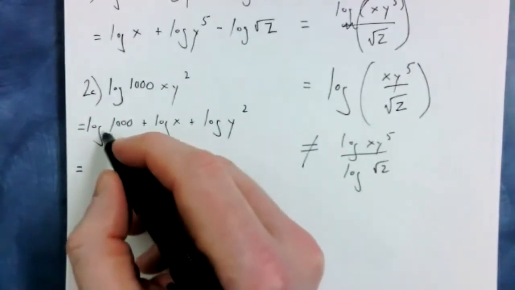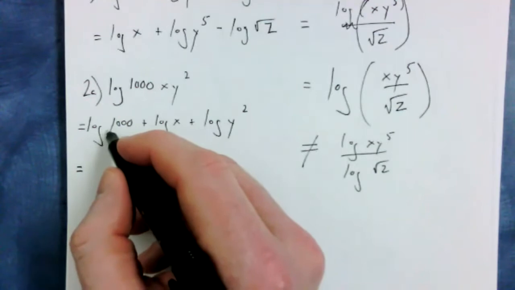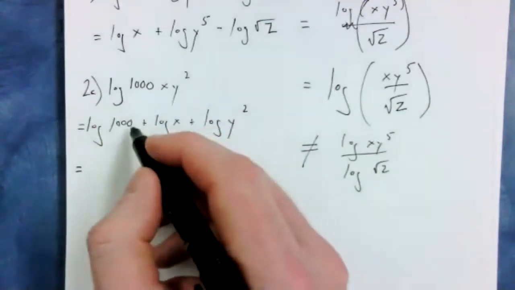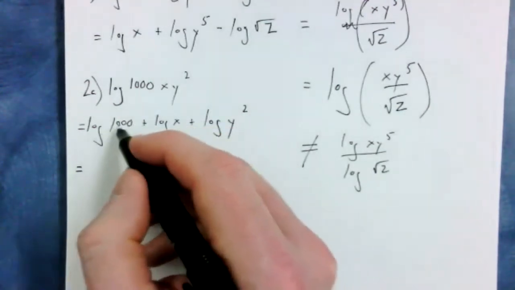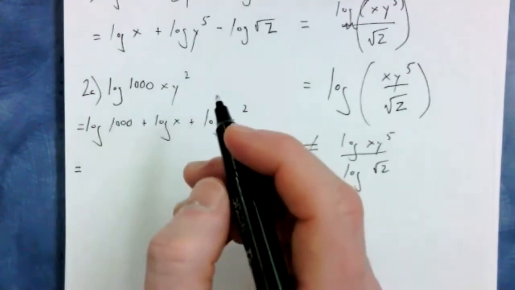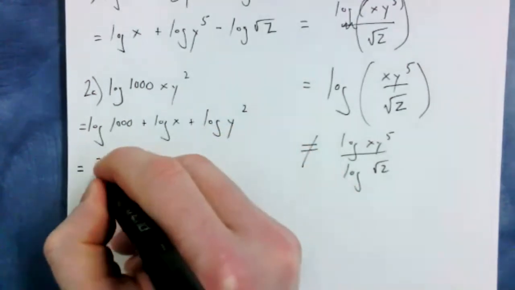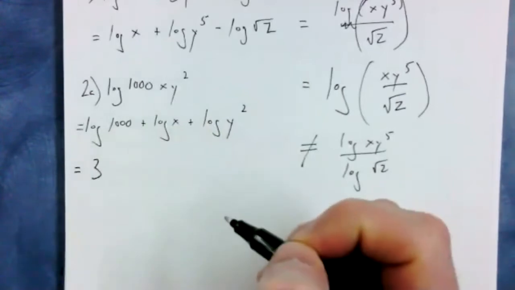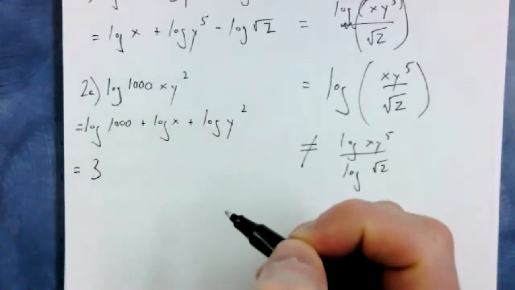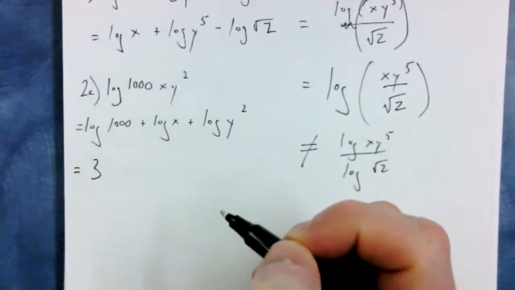Yes, so this log is base 10. So it's 10 to the x equals 1,000. Well, it'd be 10 to the 3. So this is actually 3. Log 1,000 equals 3. Can you guys see how that is?